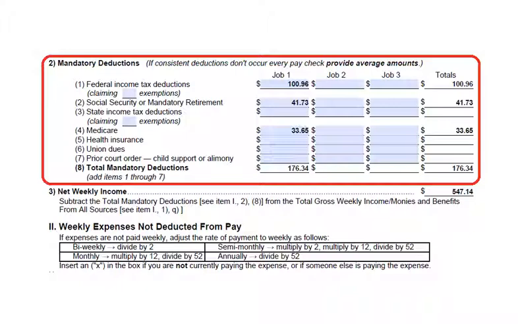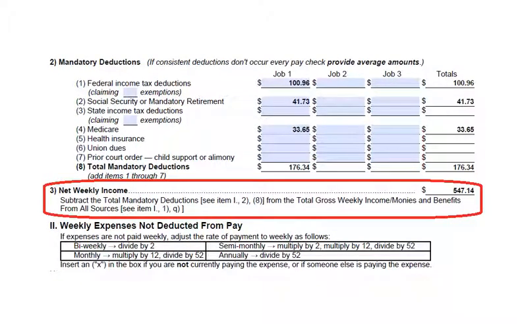On line 8, add up all the deductions and enter the total mandatory deductions, or allow the automated form to do it for you. For Part 3 of Section 1, subtract your total mandatory deductions, line 8 in Part 2, from your total gross weekly income, monies, and benefits from all sources, line Q in Part 1. Enter the result of this subtraction on the line provided, or allow the automated form to do it for you. This is your net weekly income.